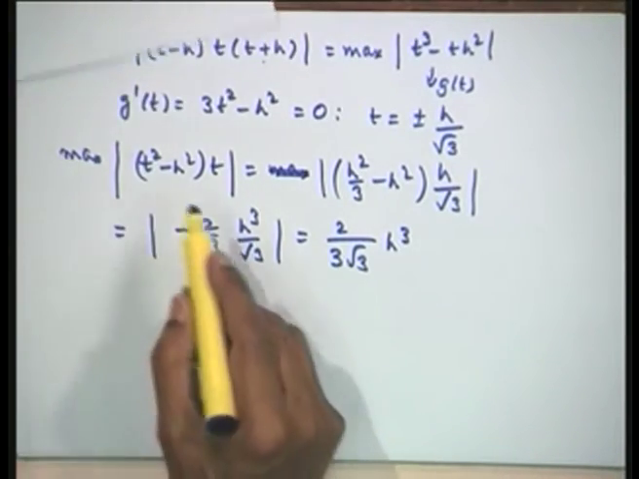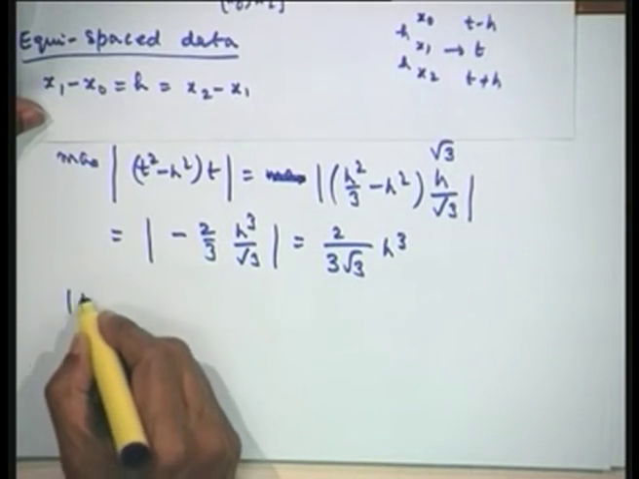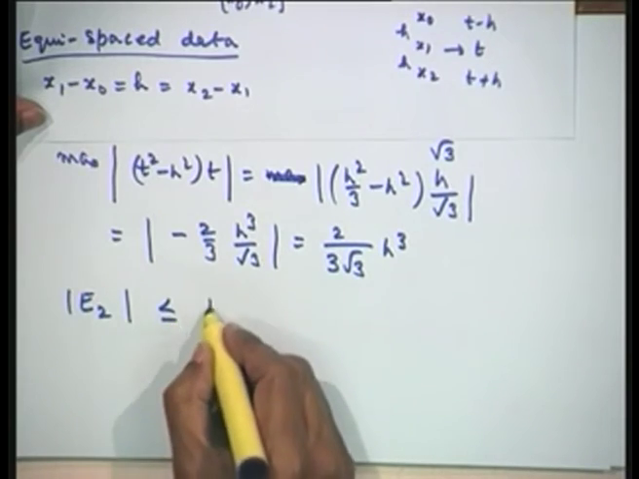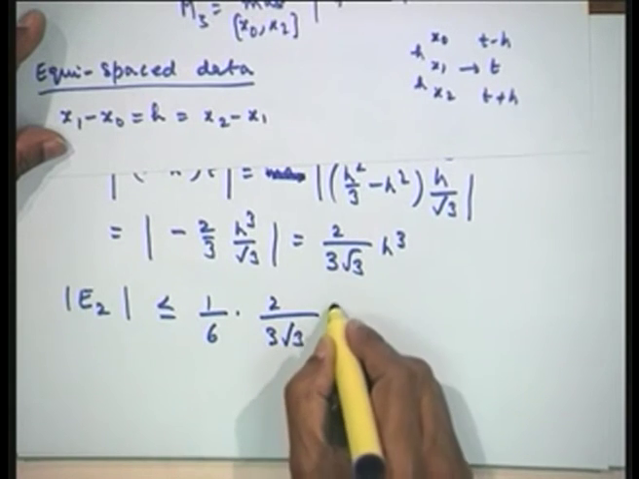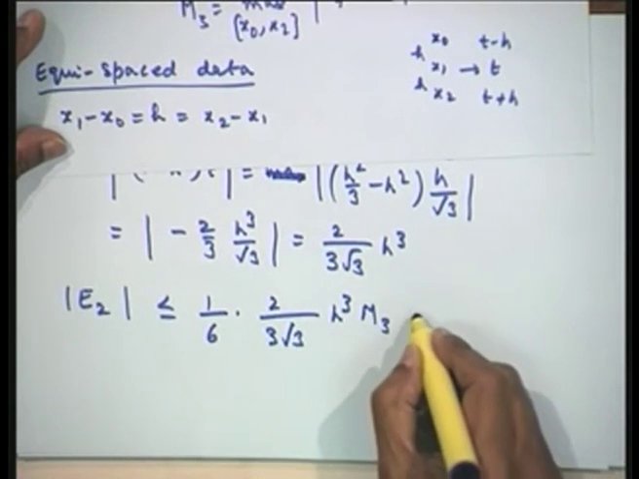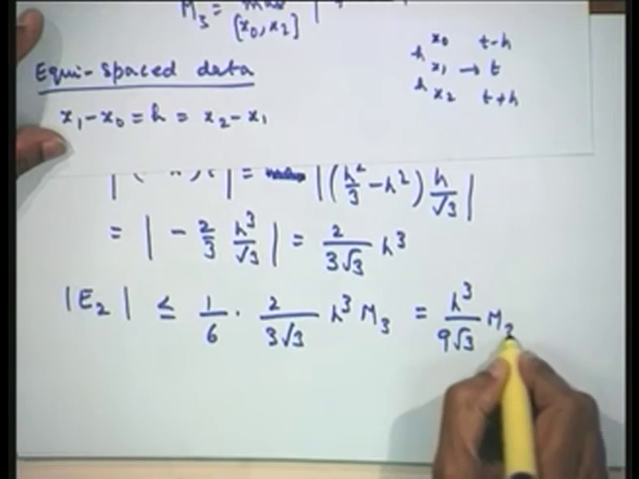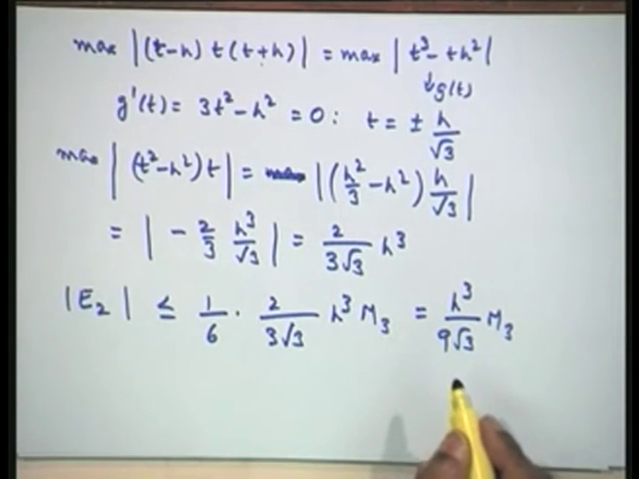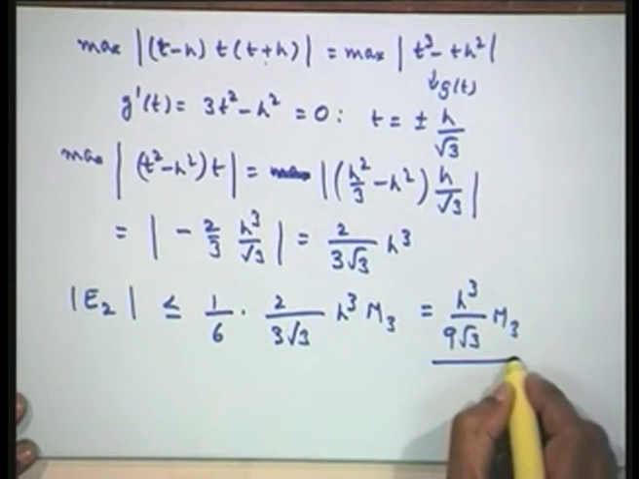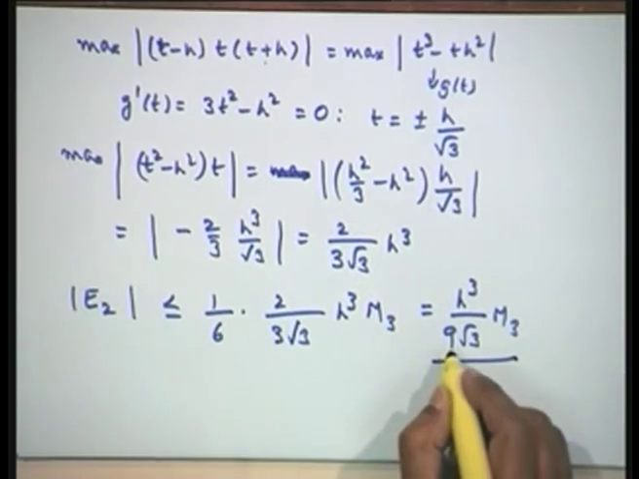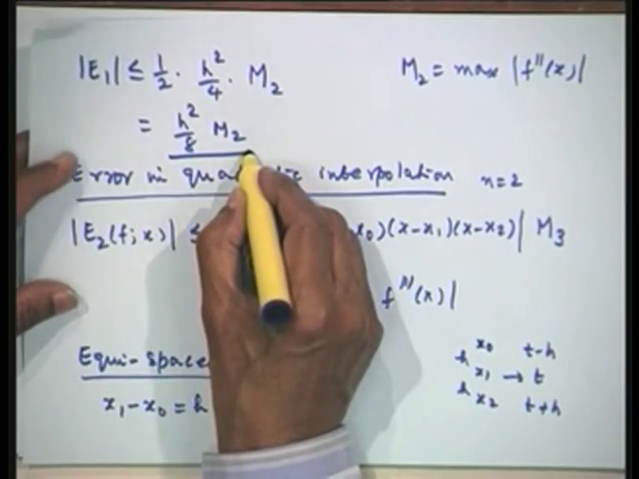Once I get this maximum, I can substitute it and get the error here. Therefore the error would be less than or equal to 1 upon factorial 3, that is 1 upon 6, times 2 upon root 3 h cubed times M3, which equals h cubed by 9 root 3 times M3. Therefore this is the error of interpolation in quadratic interpolation for equispaced data.